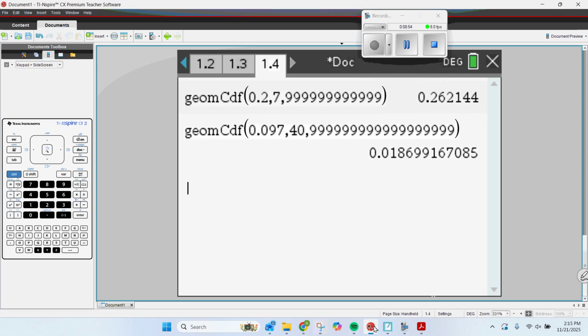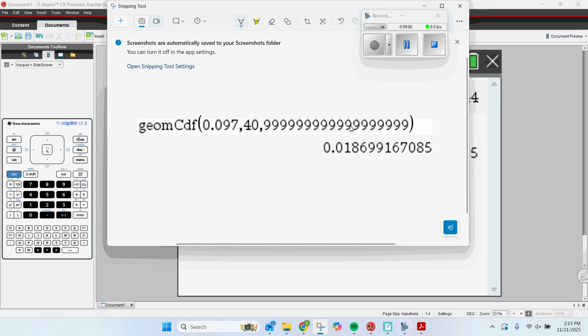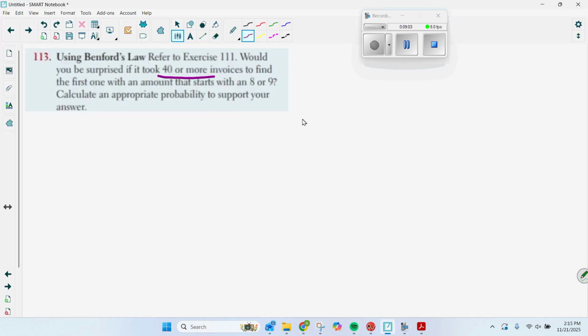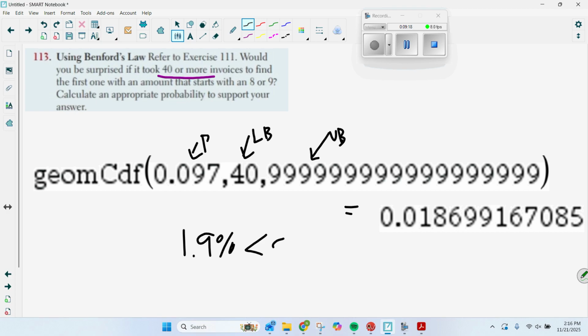So the question would be, do you think that's surprising or not? If we go based off of our 5% rule, then we would say that that is surprising. Lower bound, upper bound. So 1.9% is less than 5%. So yes, it would be surprising. So is it possible to take 40 or more invoices to get an 8 or a 9? Yes, but it's only like a 1 to 2% chance of that happening. So it is pretty surprising.